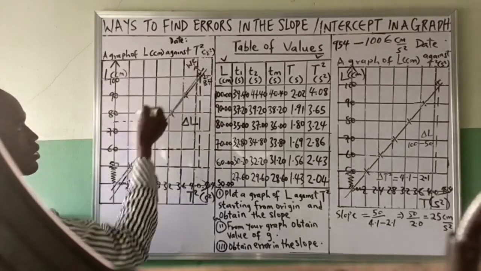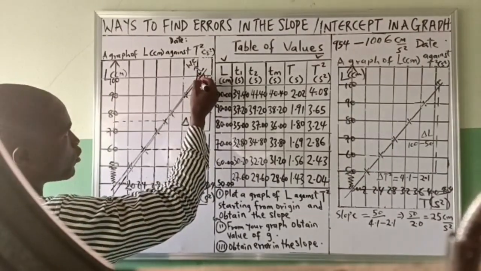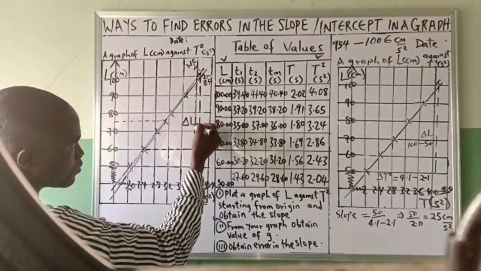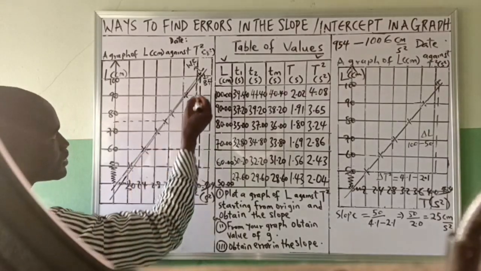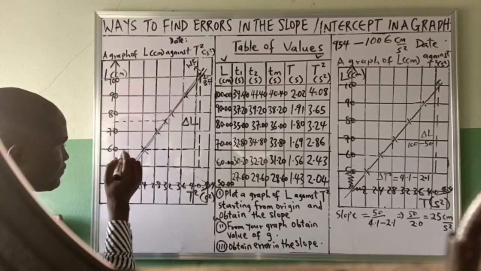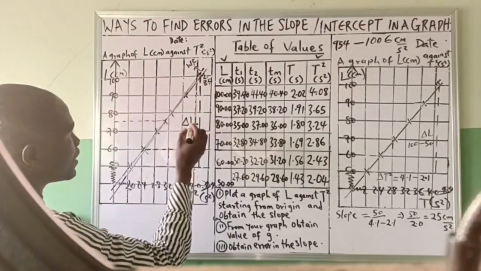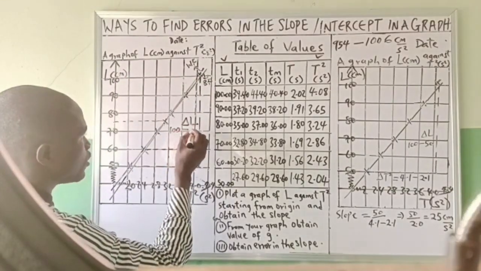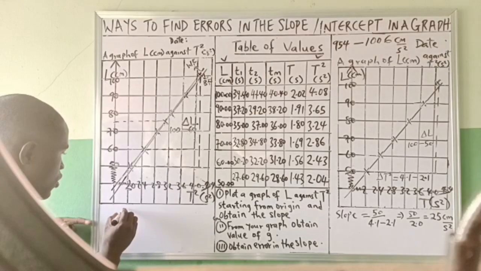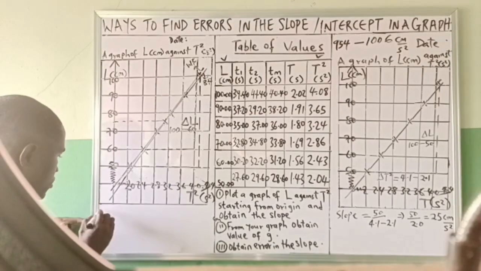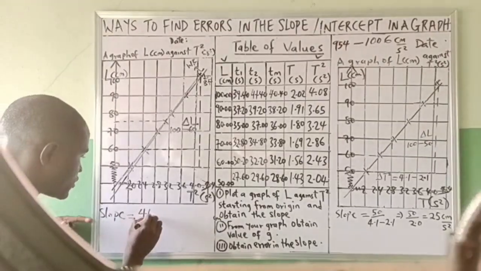Okay, so after putting the line of worst fit, we will put our triangle. This is a triangle for the line of worst fit, whereas the other one is for the line of best fit. What we now do is, what is the highest value here? Approximately 100, minus the lowest value, that is 60. So 100 minus 60 is 40.